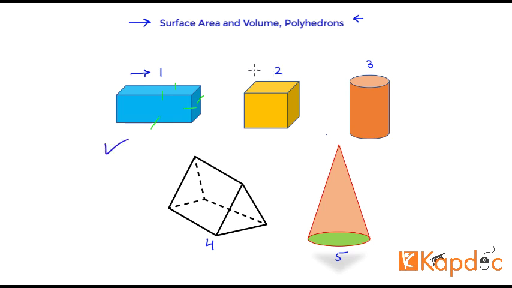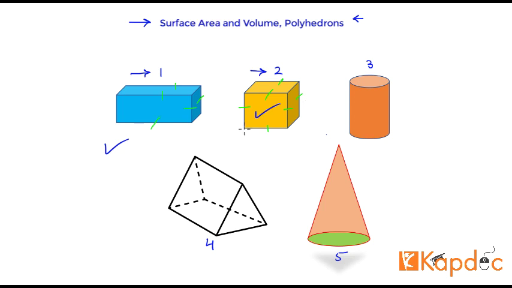Just like that, shape number 2 is a cube. And just like a cuboid, a cube also has all straight edges, correct? Every face contains 4 edges and each one of them is a straight line. So we will say that yes, it is also a polyhedron.